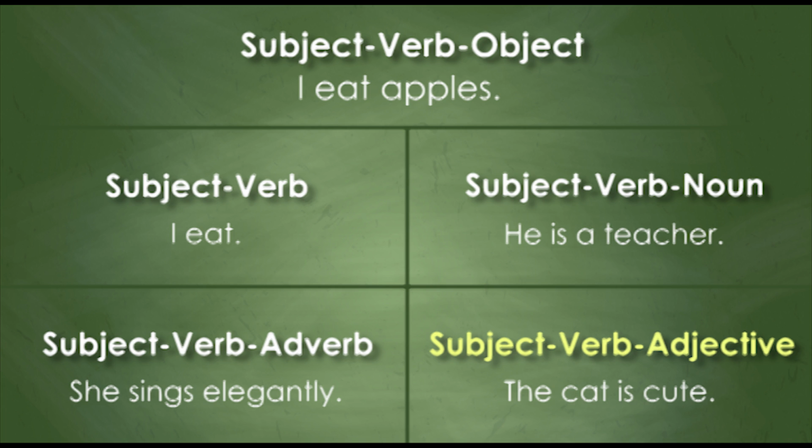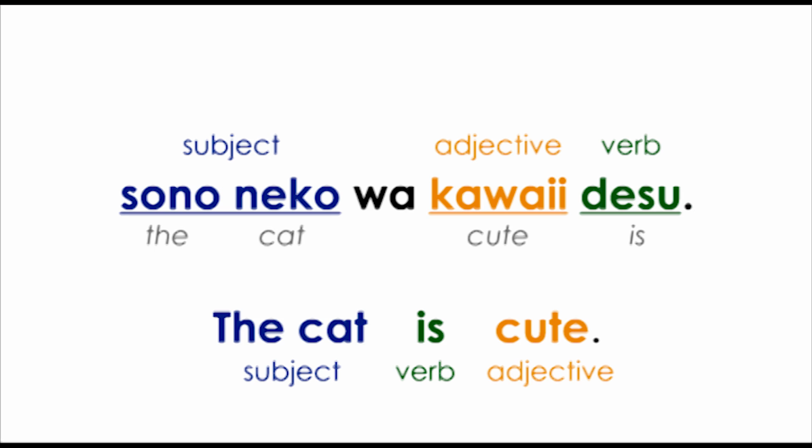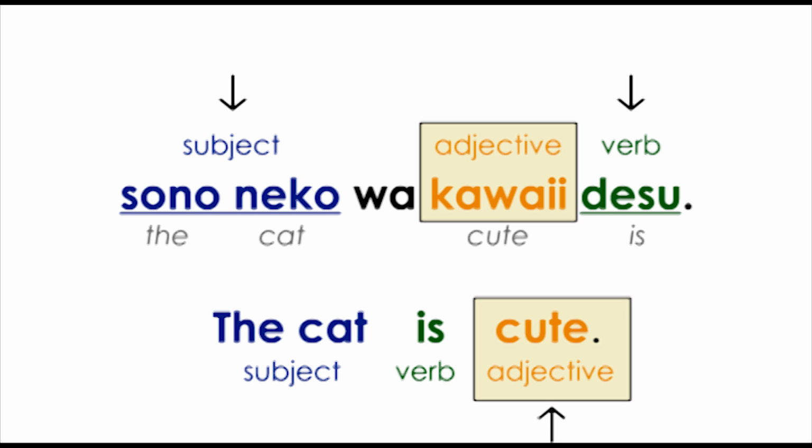Last but not least, we have a subject-verb-adjective sentence. The cat is cute. Let's take a look. その猫はかわいいです. The cat is cute. So, here we have a sentence made up of a subject, a verb, and an adjective. In the Japanese sentence, we see that the adjective is placed in between the subject and the verb, while in the English sentence, the adjective is placed at the end.